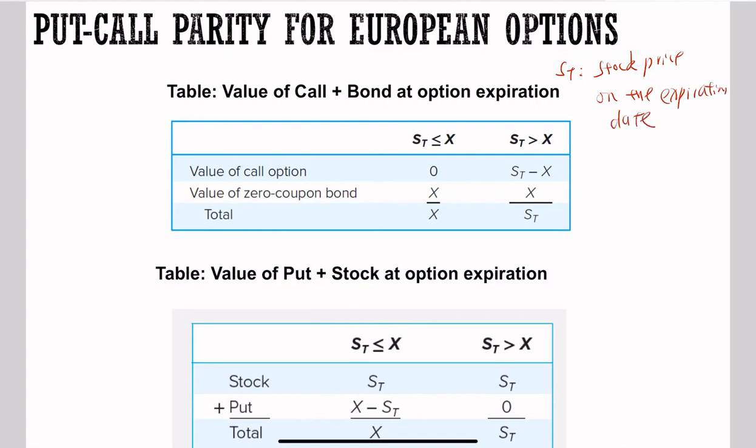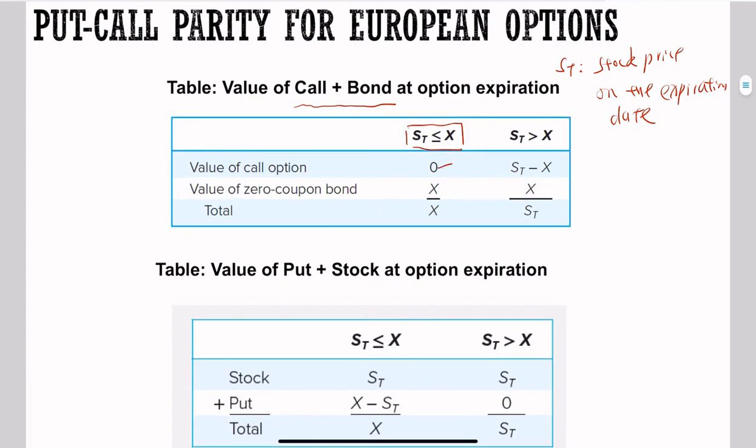Now let's first examine the payoff on the expiration date for this call plus bond portfolio. Let's say the first case is the stock price is smaller than the exercise price. You should have known this: if the stock price is lower than the exercise price for a call option, then the call option holder will not exercise this call, and this call will just expire worthless. So the value of the call would be just 0.